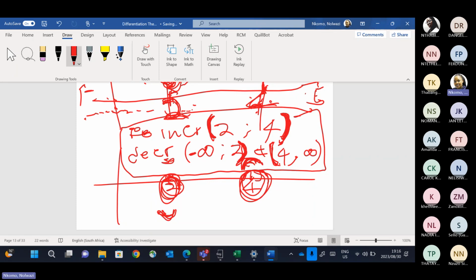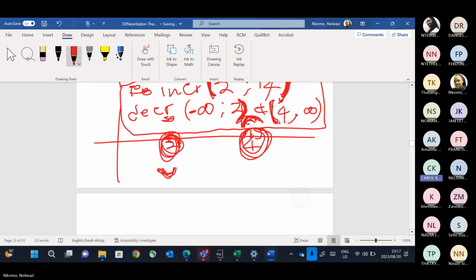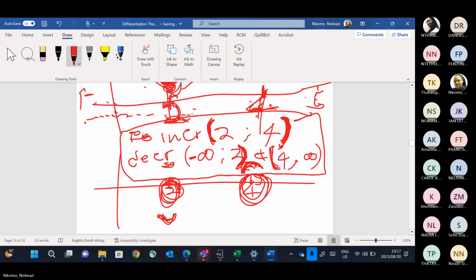Do we have questions? Yes, ma'am, I've got a question. I'm trying to understand why we say it's decreasing when we've noted that it's actually increasing. From 2 to 4, it's increasing, but then why do we say that the points are decreasing?